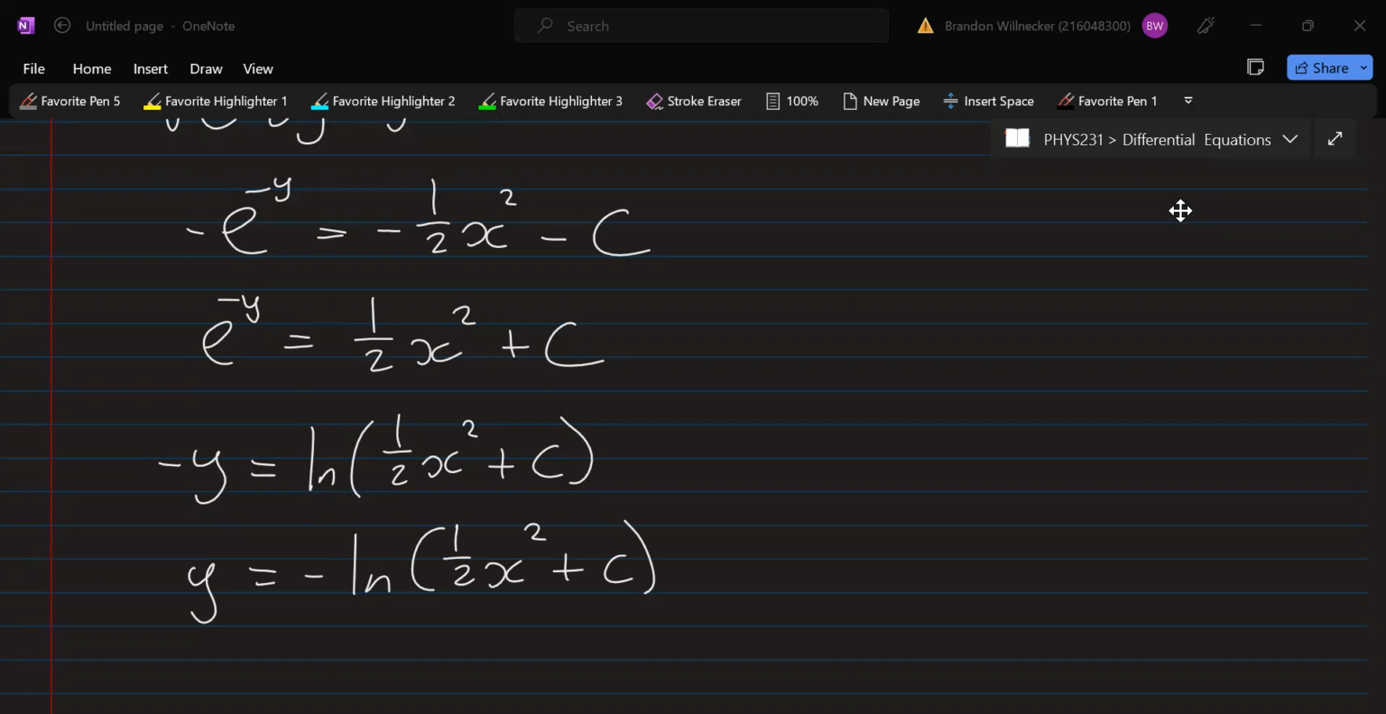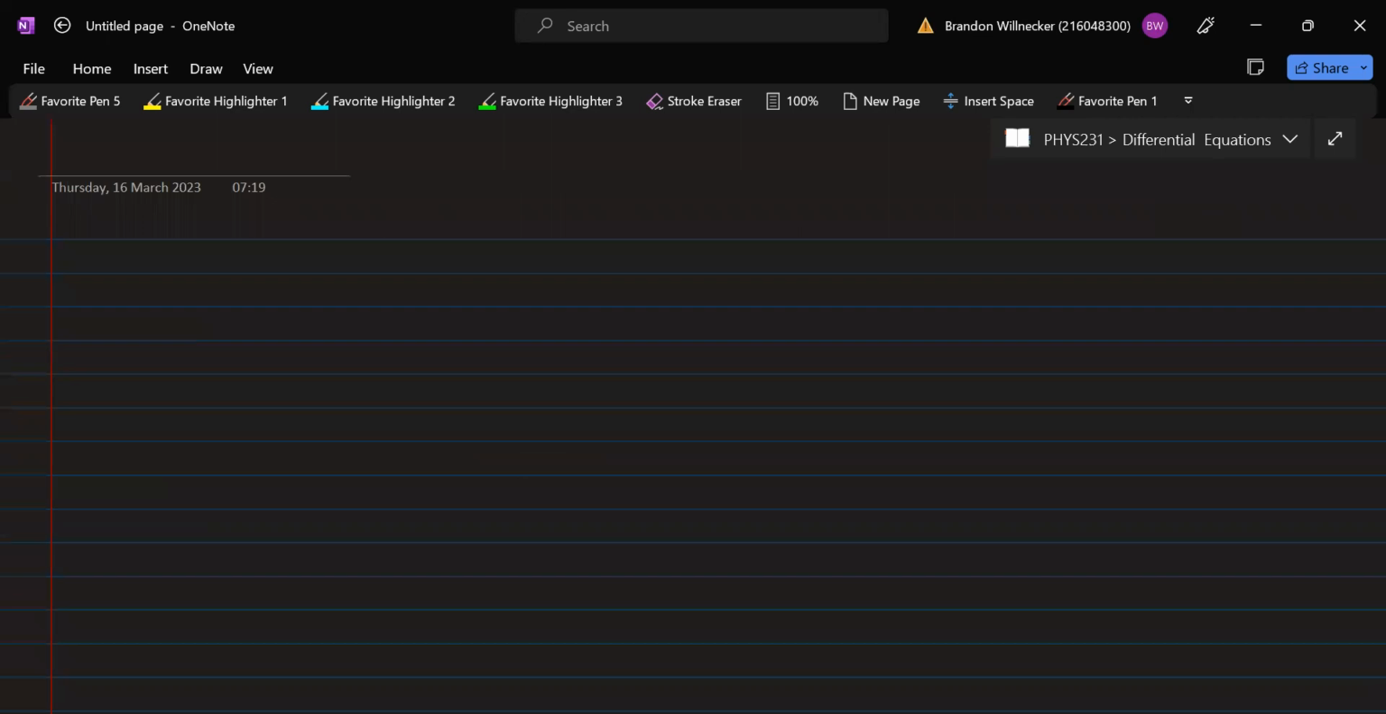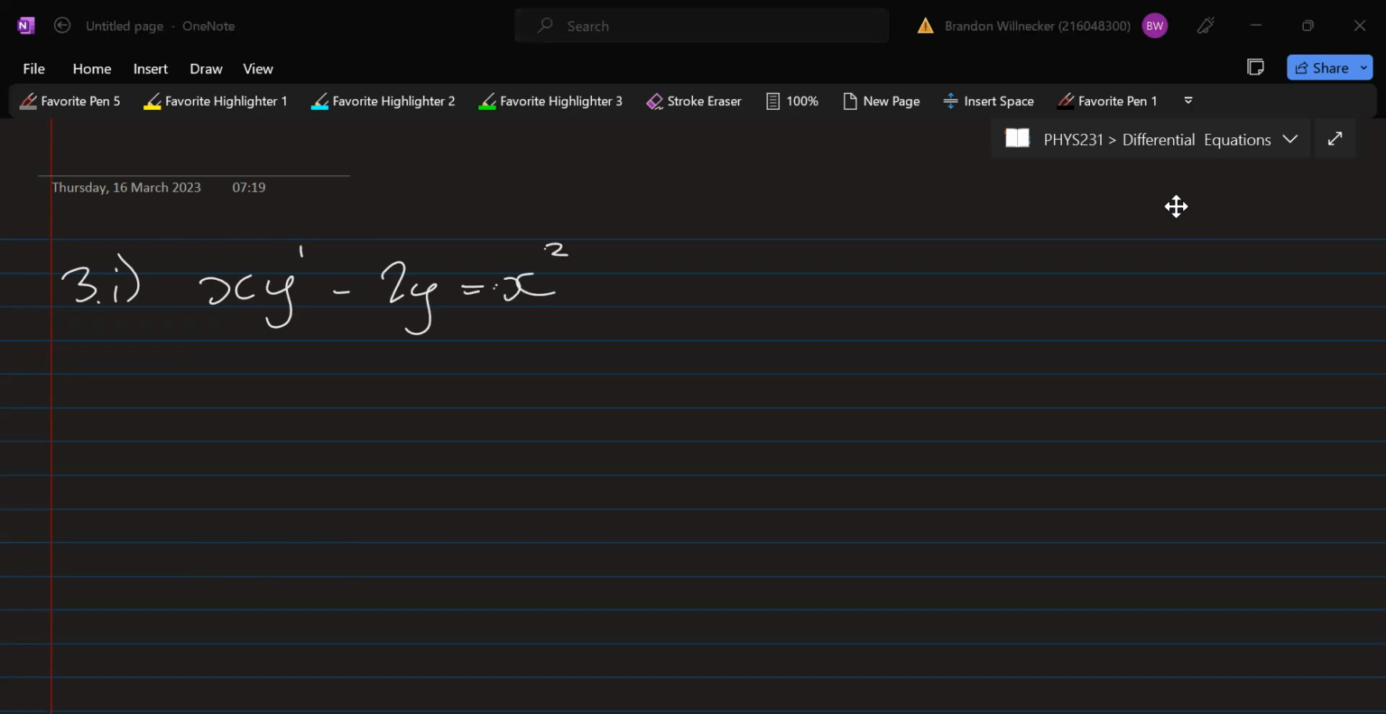Okay, the next part, 3, is on linear equations. So remember, those are the ones where we need that integrating factor to solve. Okay, so let's look through those. 3.1, we have xy prime minus 2y is equal to x squared. But this is not in our standard form because we want something like y prime plus p of x times y is equal to q of x. Here we've got this x in front, and we don't want it there. So let's divide through by x.